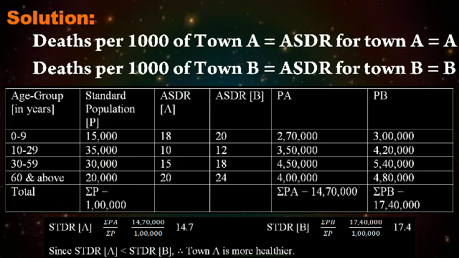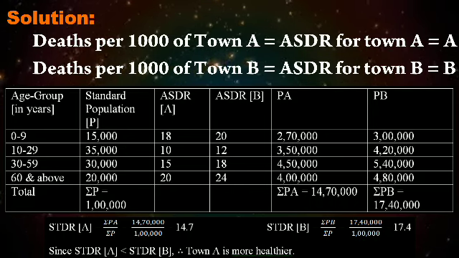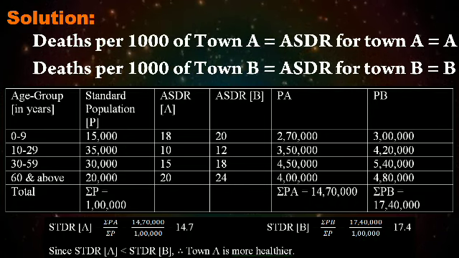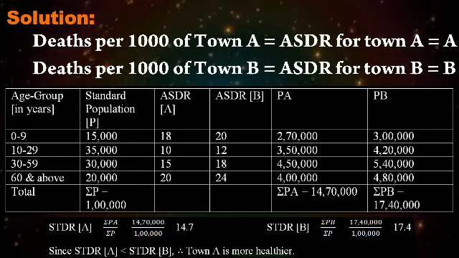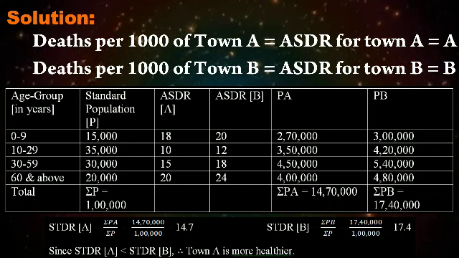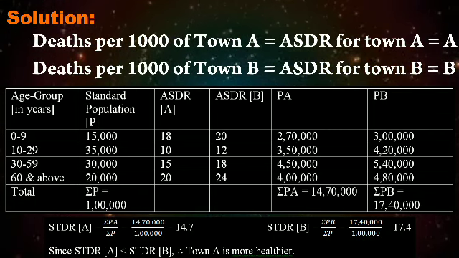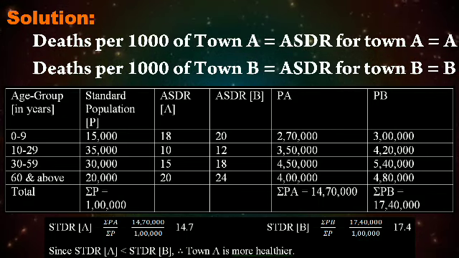Substituting the given formula, 14,70,000 divided by 1 lakh, which is equal to 14.7. Similarly, compute STDR for town B. STDR of B equal to sigma PB divided by sigma P, that is equal to 17,40,000 divided by 1 lakh, which is equal to 17.4.